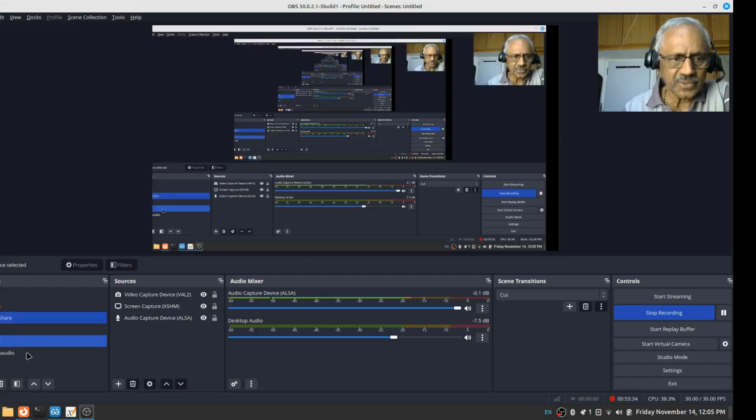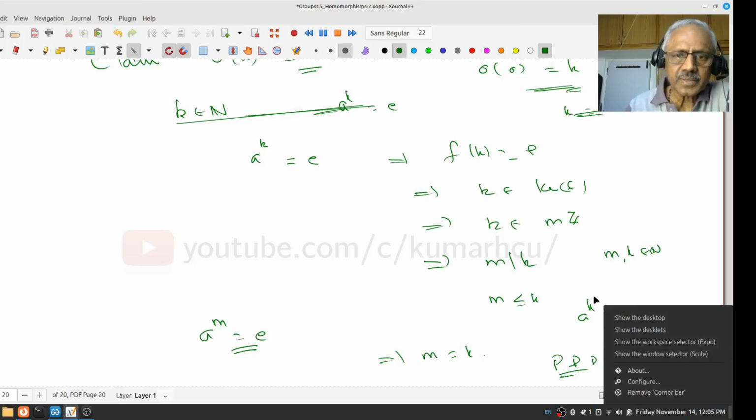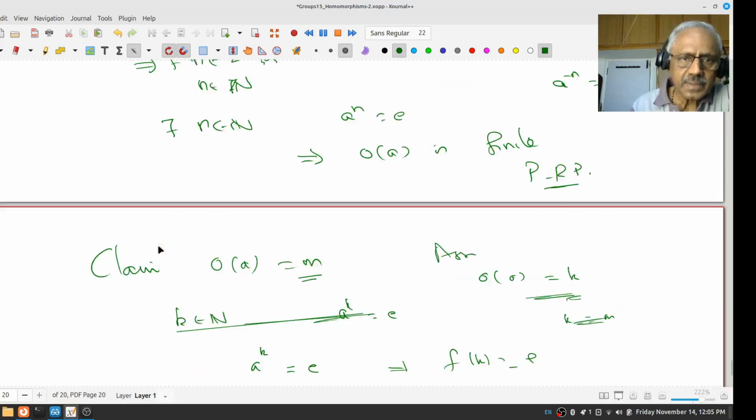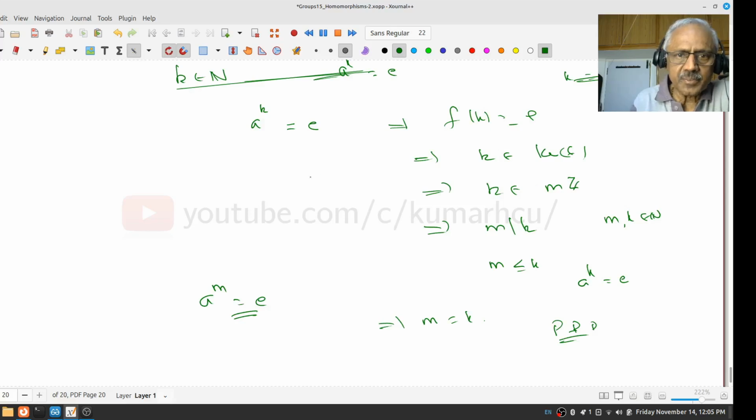Sorry, again, I did the usual goofing. Okay, we want to claim the order of A equals m. So let us assume the order of A equals k. Then what I know is A to the power k is identity. That means f of k must be equal to identity. What is A power k? It is f of k, right? That means k belongs to the kernel of f. But the kernel of f is multiples of m. Therefore, k belongs to mZ. That means k must be a multiple of m.